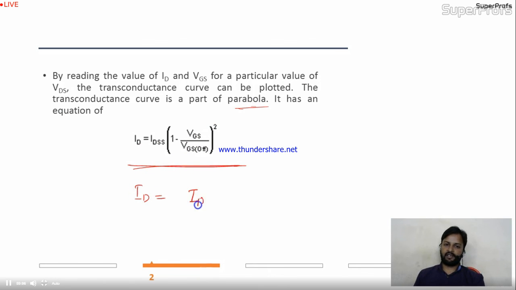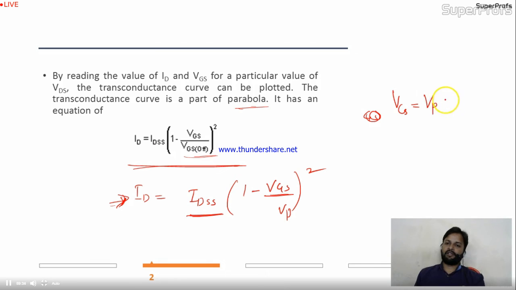ID is equal to the max current, IDSS the saturation current, into 1 minus VGS by VP, whole square. This is the formula for ID, the drain current. When VGS equals VP, this will be the off condition. So VP I can also call VGS off. So this is a very important current equation. Please remember it.